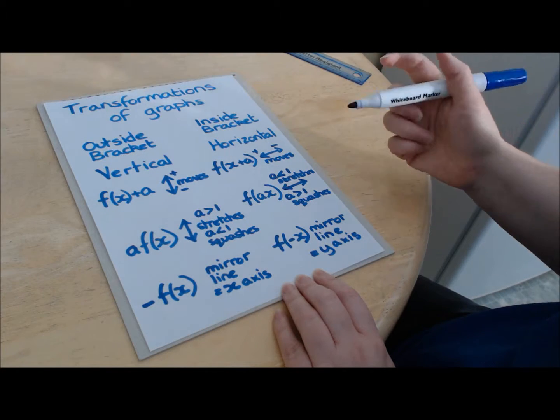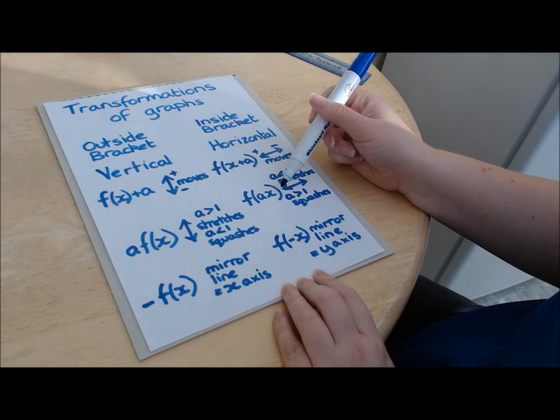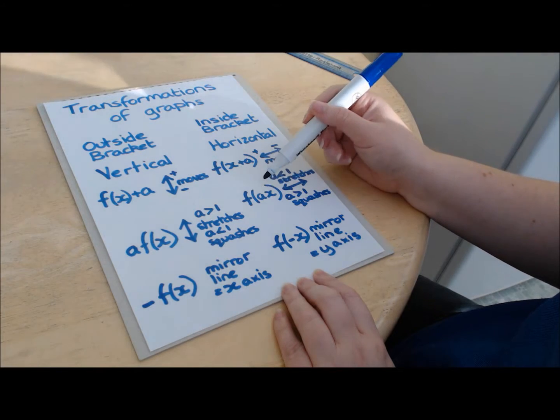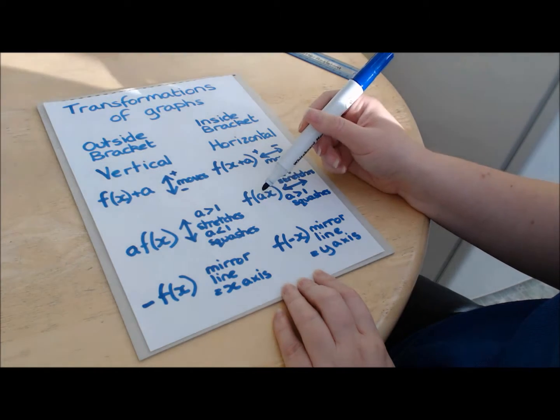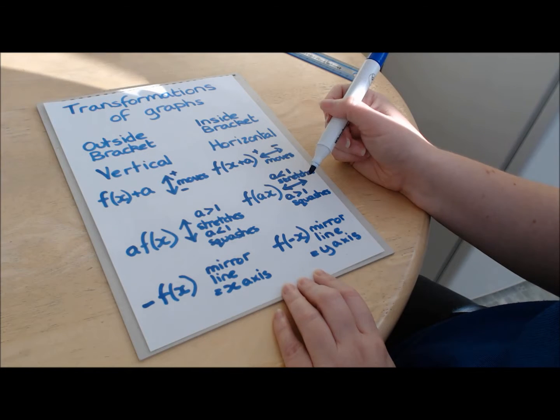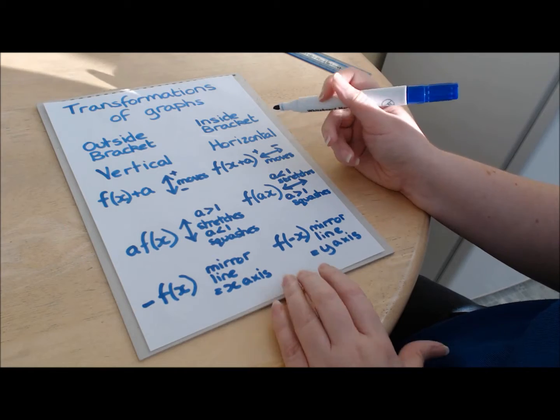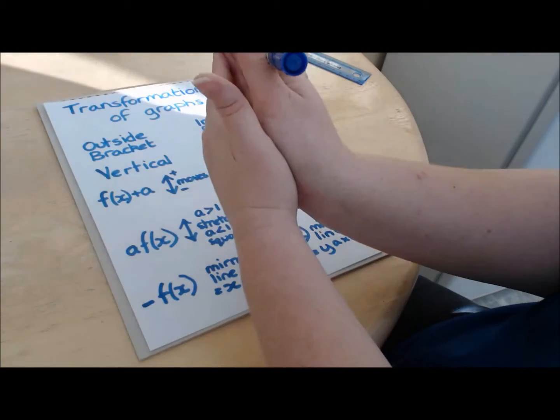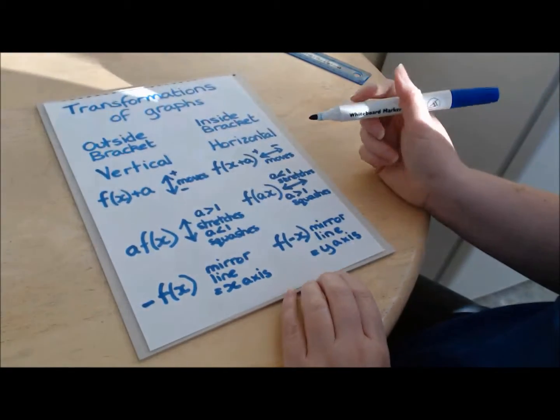Nothing else changes. So here we have f of brackets ax. So again, we've got the a multiplying the x inside the bracket. So this is also going to stretch and squish, but this time it's going to stretch or squish it in this direction.